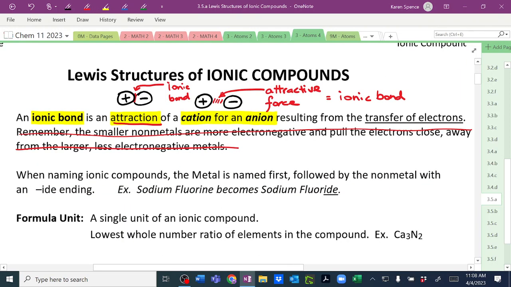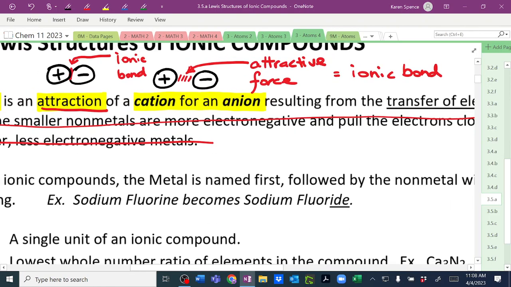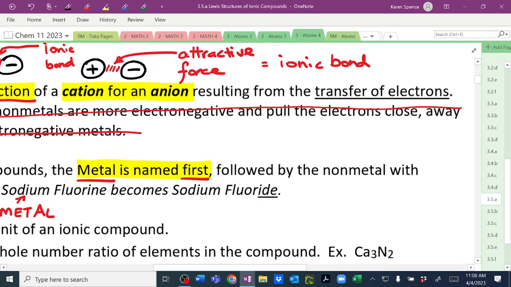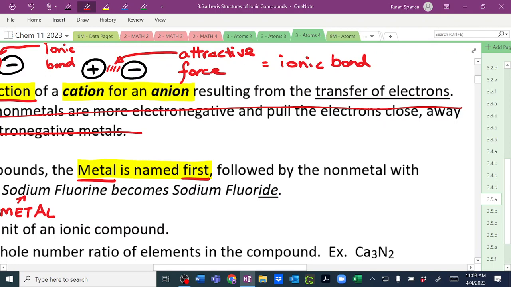Okay. Now, when we are naming ionic compounds, we always name the metal first. Okay, so the metal comes first. Sodium is the metal. Followed by the nonmetal, so the nonmetal comes second.